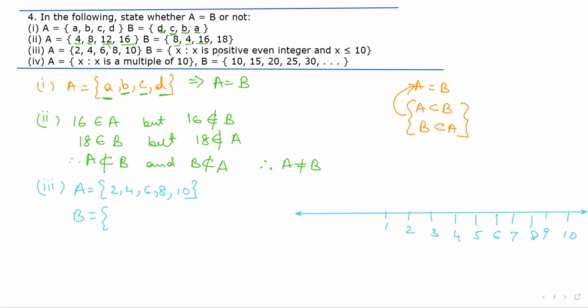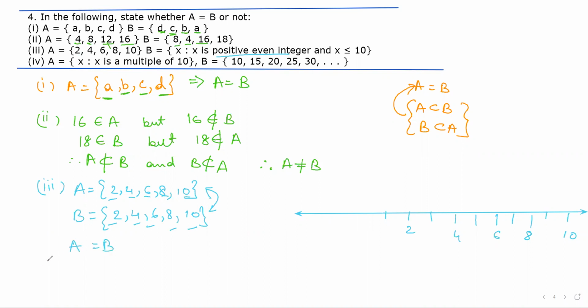There's a second condition, x is a positive even integer. Out of these, only positive integers are to be considered. Positive numbers are present over there. Even would be 2, 4, 6, 8, and 10. Let's write them as a set: 2, 4, 6, 8, and 10. These two look exactly the same. 5 elements in each, and each element is present in the other. So A is equal to B.